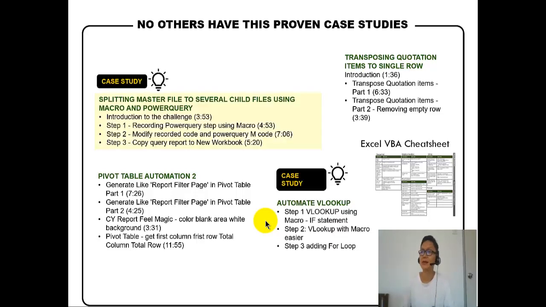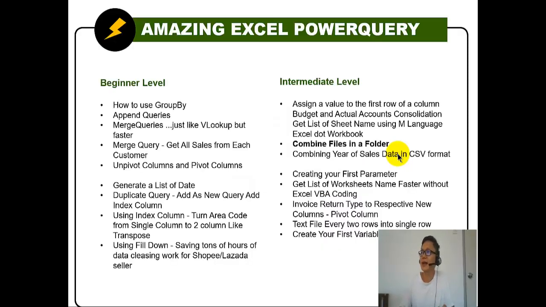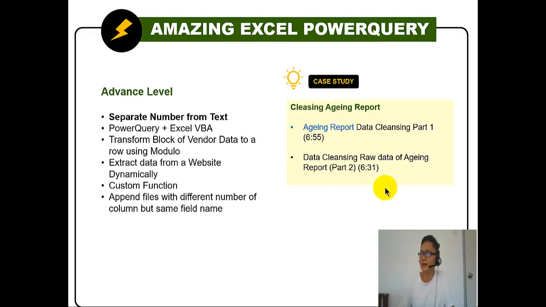The next one: split master file to server using macro and Power Query. No others have it. Automatic VLOOKUP, automating your pivot table, and also your Excel VBA changes. No others have it. Basic Excel Power Query, beginner level, intermediate level, combining files in folders, advanced level, case and cleansing aging report. Faster, right? It helps a finance manager to go easier.